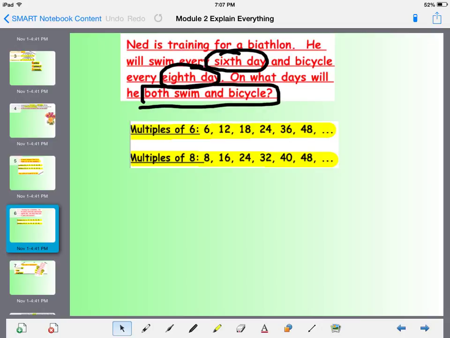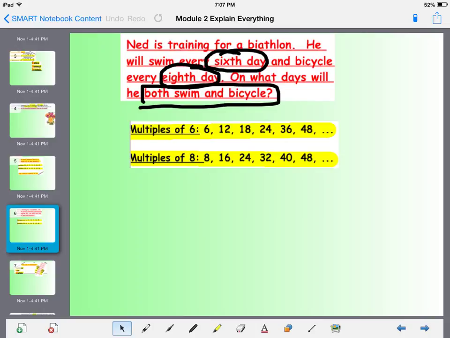Well, when we were talking about GCF, we were talking about grouping. LCM is different. Least common multiple is more for when 2 things are happening on different dates and you want to know when they're going to end up happening at the same time. So in this example, Ned is training for a biathlon, and he swims every 6th day.